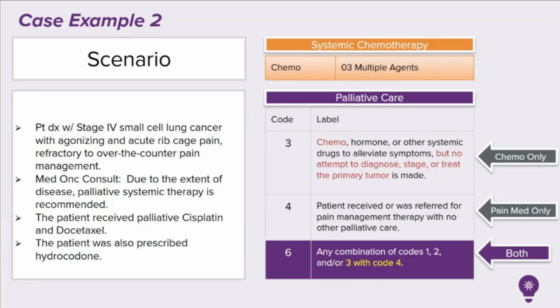So in this case, the patient received both chemotherapy and palliative hydrocodone. So the code in palliative care would be coded as 6.